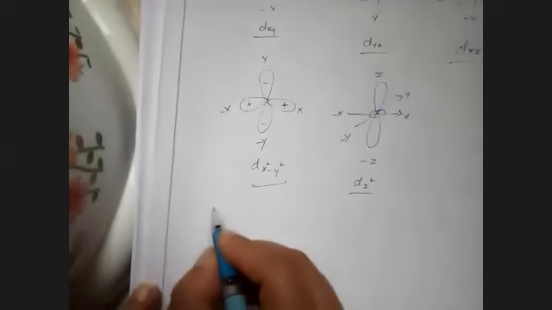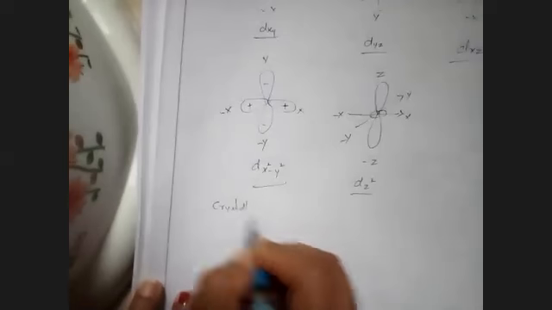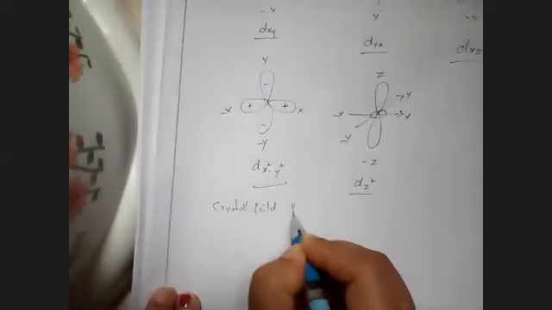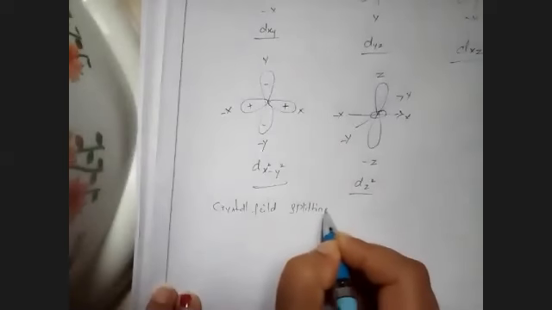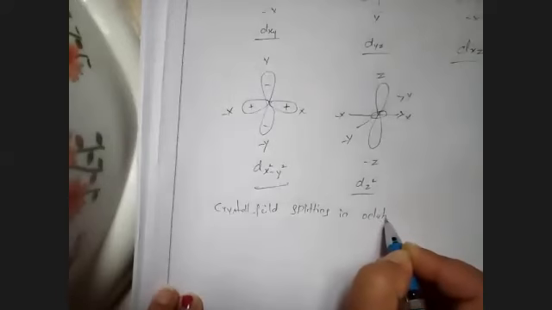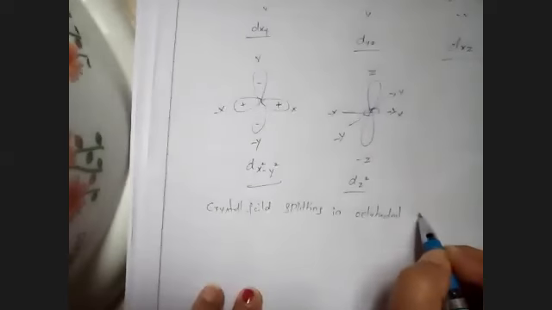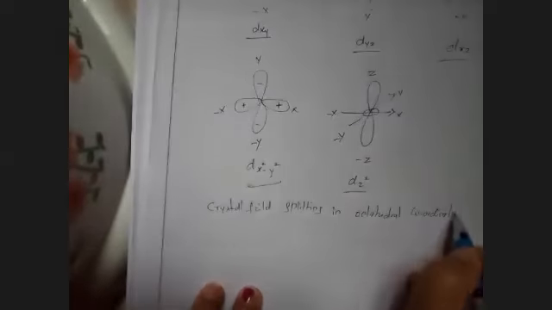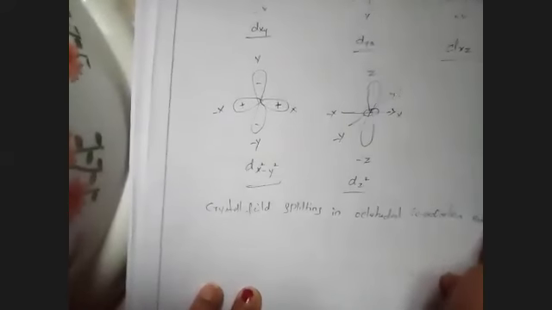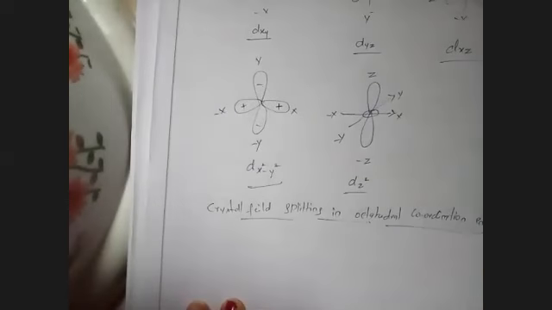Okay, done. Next you have octahedral coordination entity, that is, all the 6 directions. It is not necessary, but I will write the structure. I will draw the structure once, just look at it. Crystal field splitting in octahedral coordination entities.